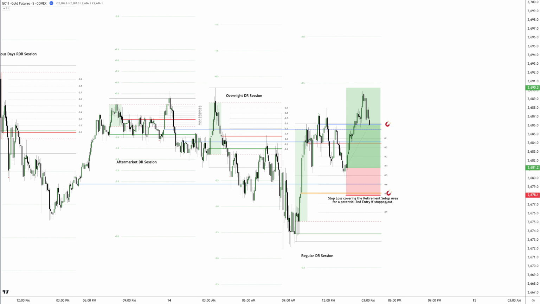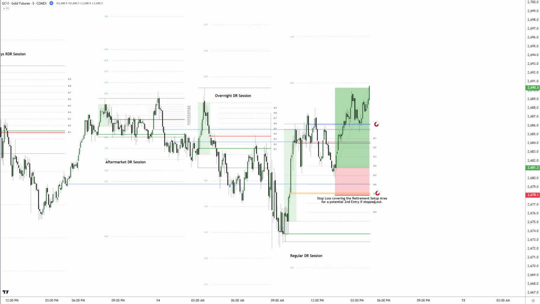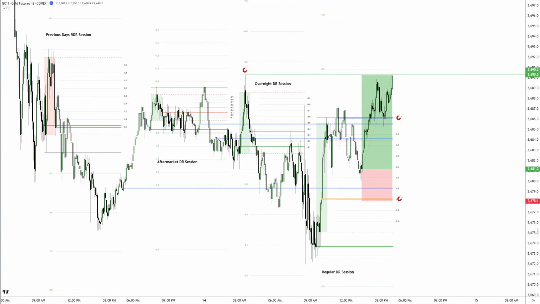As the regular DR session concludes, price successfully reaches the overnight DR session highs, illustrating a textbook trumpet-like price action example. Even on days when trading isn't advisable, studying examples like this can significantly improve your understanding of DR/IDR characteristics.